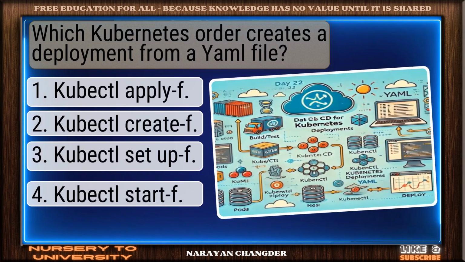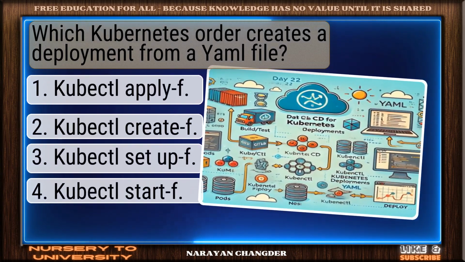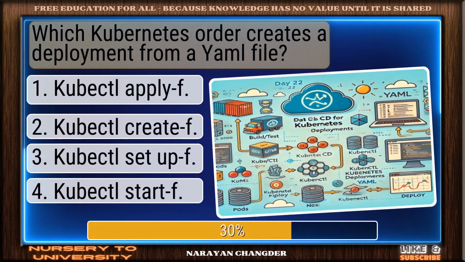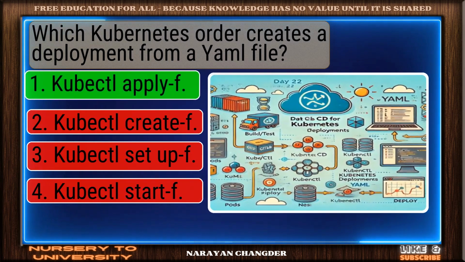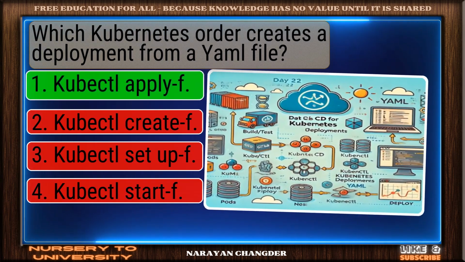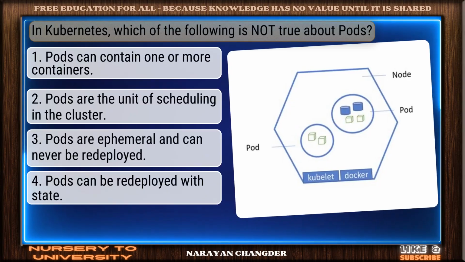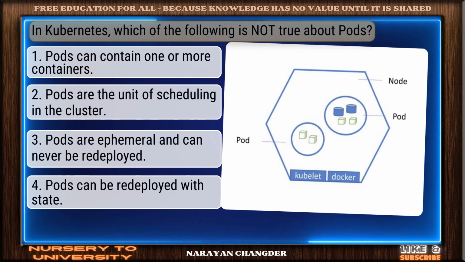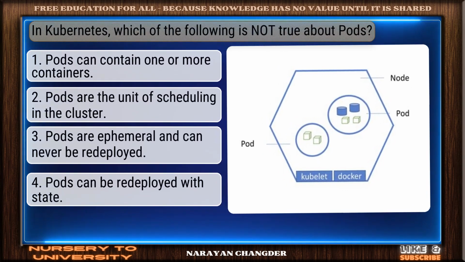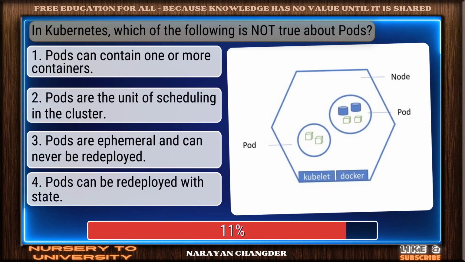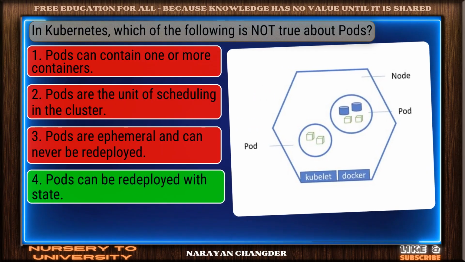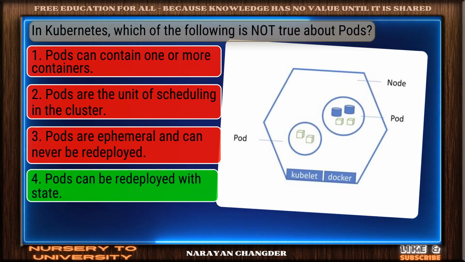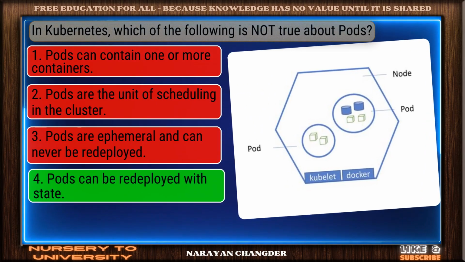Question number 13. Which Kubernetes order creates a deployment from a YAML file? Nice work. You chose kubectl apply -f, and it is correct. Question number 14. In Kubernetes, which of the following is not true about pods? Great thinking. Pods can be redeployed with state is the right choice.